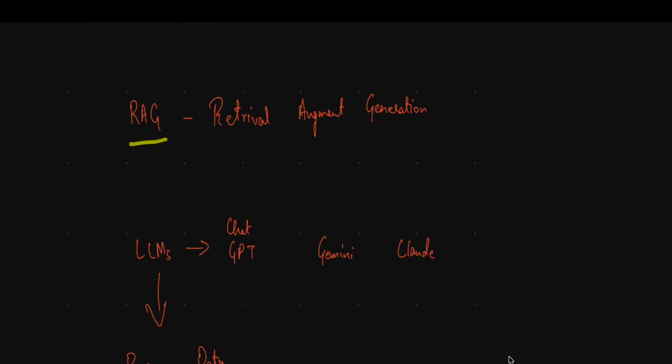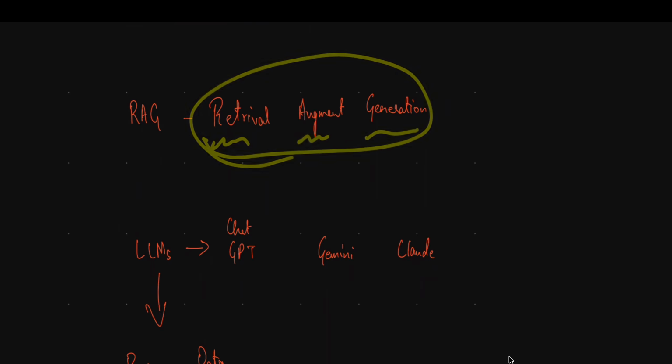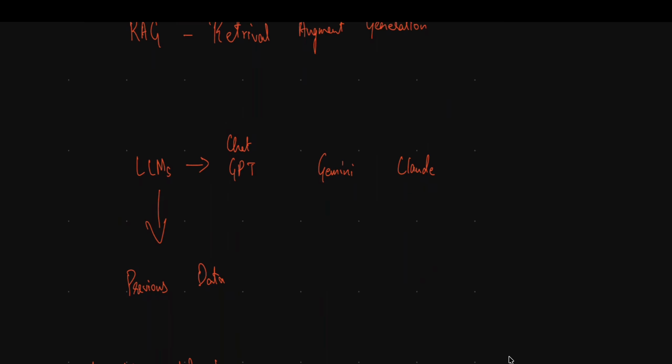Okay, what is RAG? The full form of RAG is retrieval augmented generation. So we'll talk about this full form later. So why did RAG come into existence in the first place?